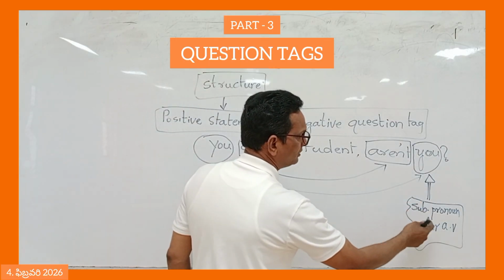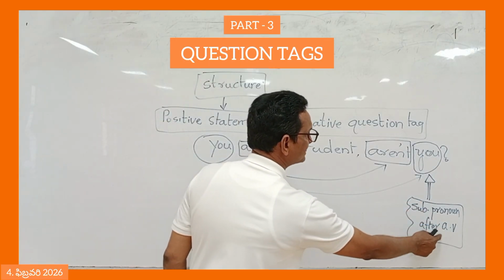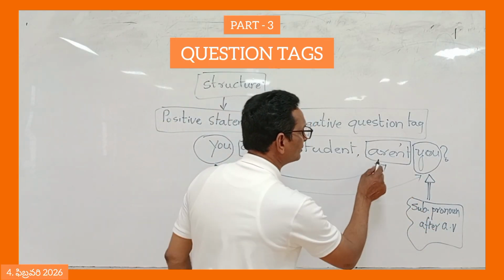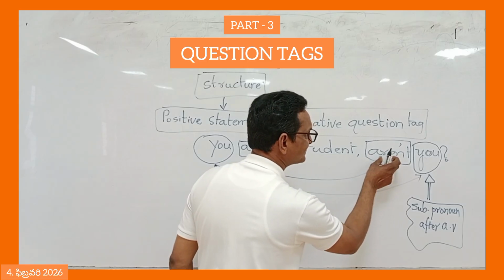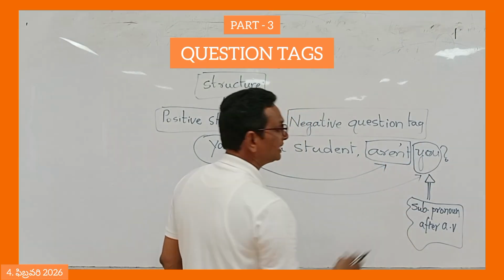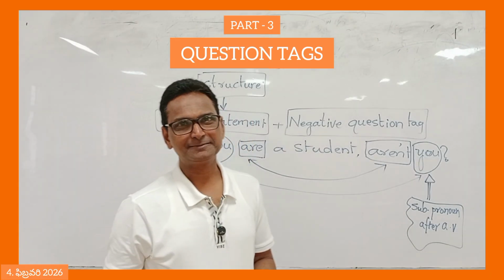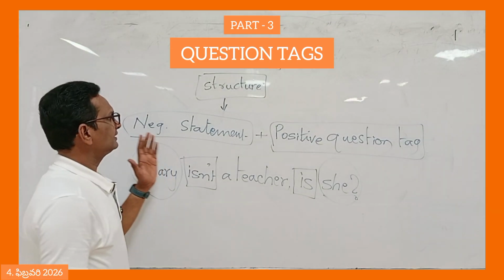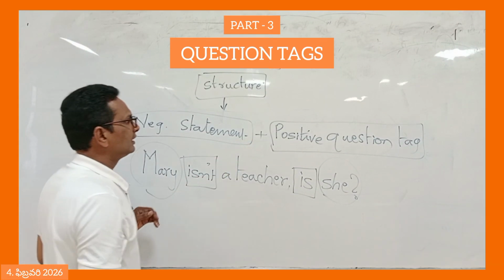Now, the subject pronoun comes after the auxiliary verb. What is the auxiliary verb here? This is the auxiliary verb: A-R-E. Are is the auxiliary verb which is in the negative form. So, it is the pronoun. This much knowledge is necessary. Okay, there is another structure.